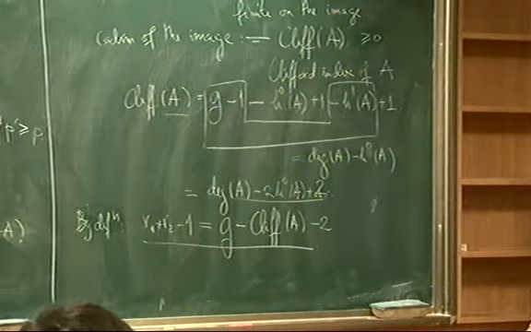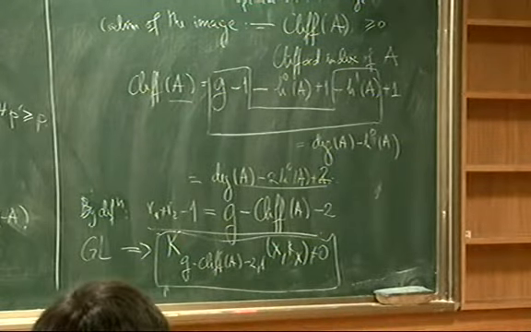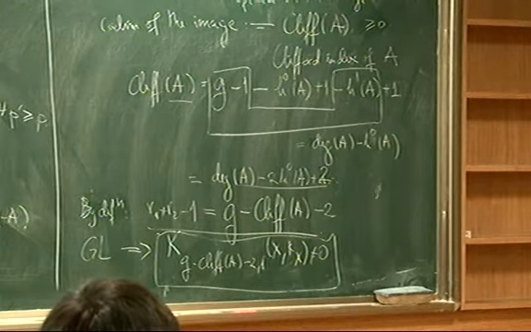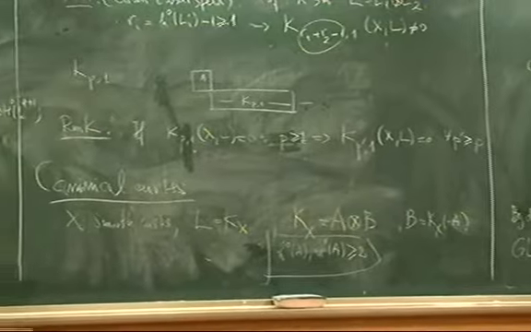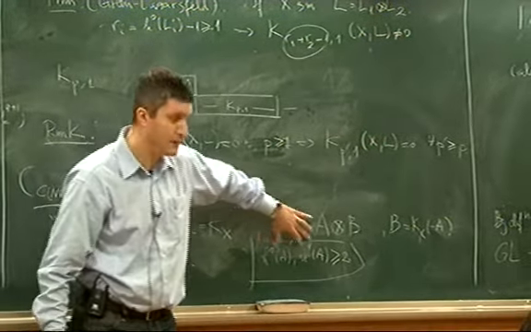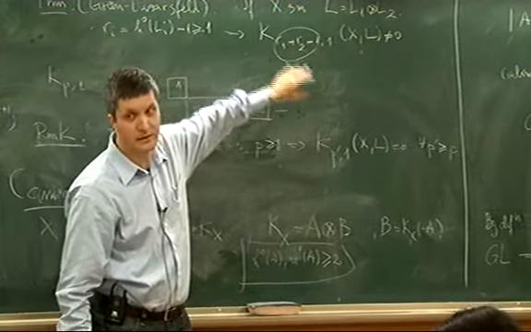So in other words, the Green-Lazarsfeld non-vanishing theorem yields here that K of g minus cliff of A minus 2, 1, X, K_X is different from 0. So this is what this result gives us in this case. And of course, this applies for any A with these two conditions, right? The only conditions required are these two in order to be able to apply the theorem.